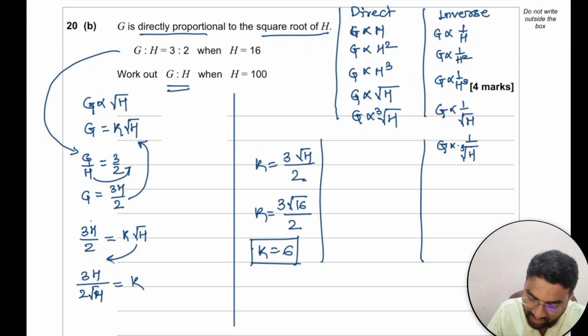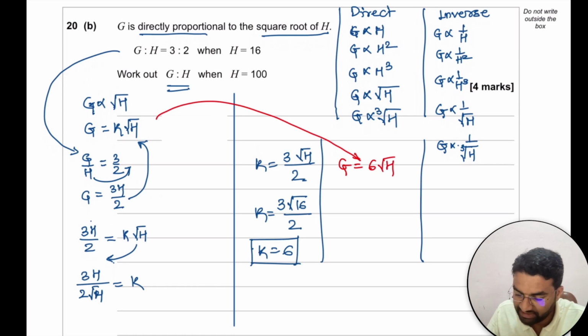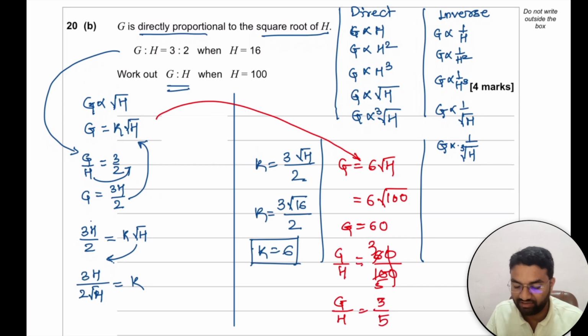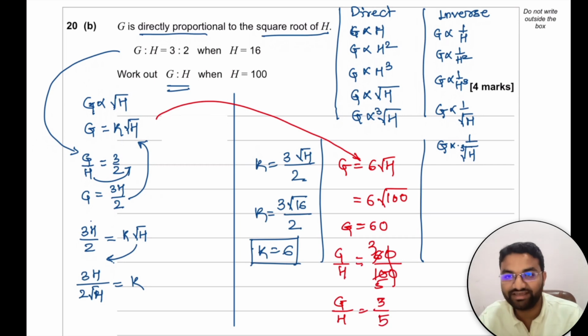So from the original relation, G is equal to 6 root of H, and for H we take 100, so G is 60, right? We have to find the ratio of G over H. G we got is 60 and H is 100, so we simplify it, and it's 3 over 5. That is the ratio we will get for G over H. That's it. I hope you understood this whole step-by-step process.